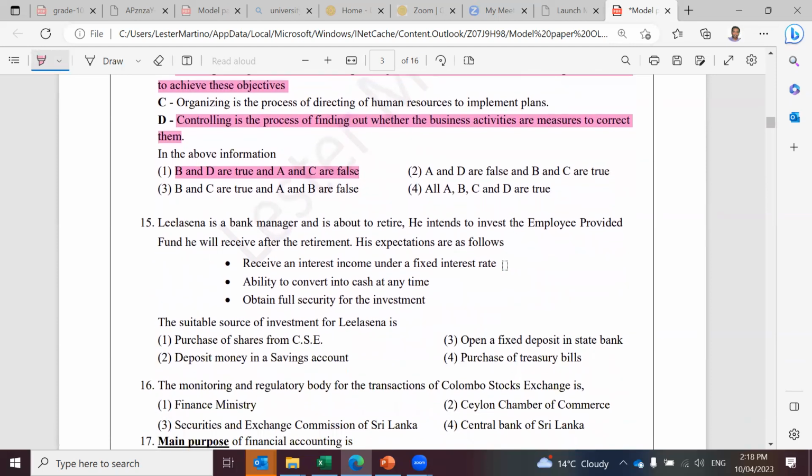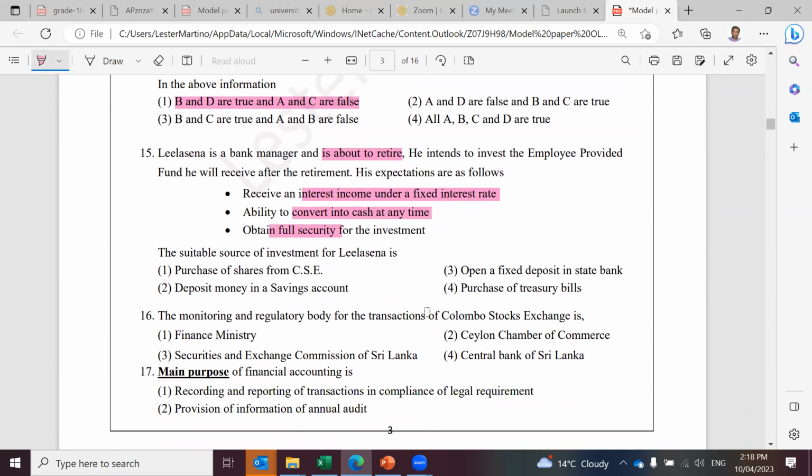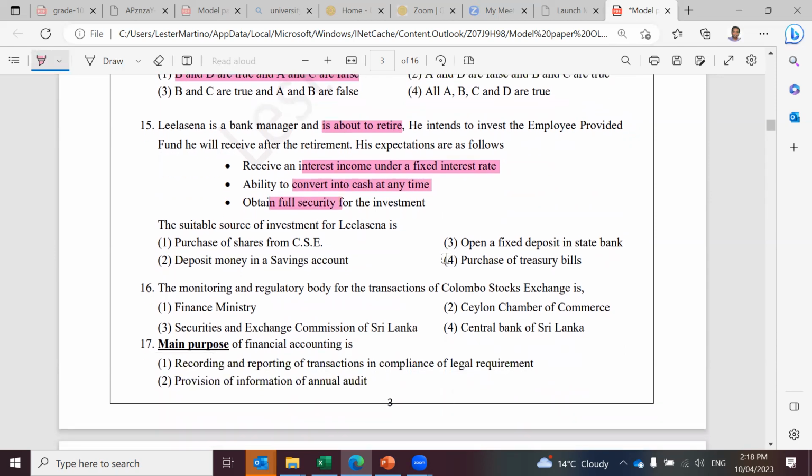Leela Sena is a bank manager who is about to retire. He intends to invest the employee provident fund he will receive after retirement. His expectations are as follows: receive interest income under a fixed interest rate, ability to convert to cash at any time, and obtain full security. What is the answer? The answer is purchase of treasury bills. The rest of them are not correct.